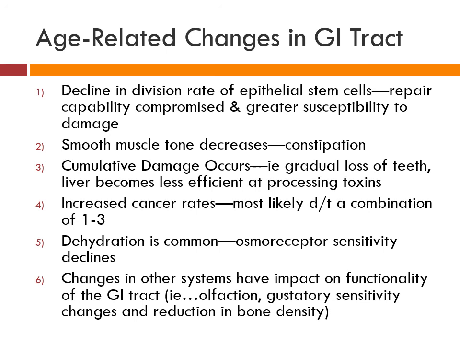And the changes in the GI system have an impact, or changes in other systems also impact the GI tract. So our olfaction, our gustation, we smell less, we taste less, therefore we eat less. Reduction in bone density can affect the GI tract and can be affected by uptake in the GI tract. So at the end of each chapter, it shows how all of our systems are interrelated, and it's important that function overall decreases as we age.